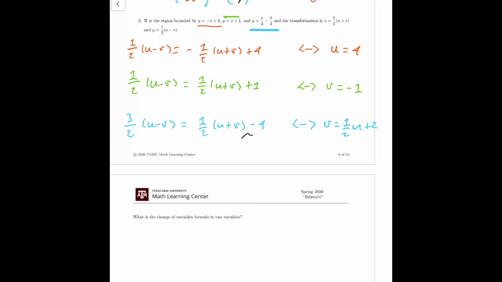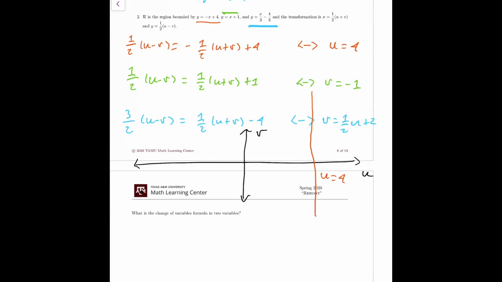Next, we'll sketch these lines in the UV plane. The u-axis is the horizontal axis, the v-axis is the vertical axis. We'll start with the orange line. This is the vertical line, u is equal to 4. Next, we'll do the horizontal line, v is equal to minus 1.